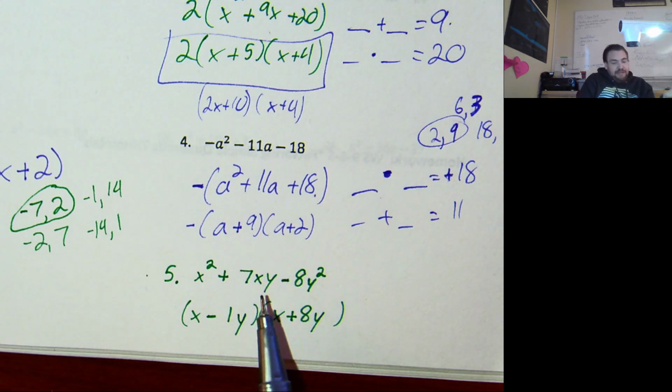And then what does that do to the middle term? Well, I'm going to have x times 8y. That's going to be 8xy. And then I'm going to have negative 1y times x, which is going to be negative xy. So I'm going to have 8xy and negative 1xy giving me our 7xy.